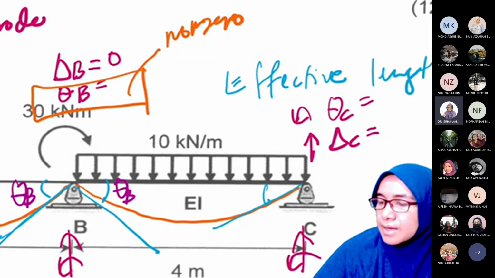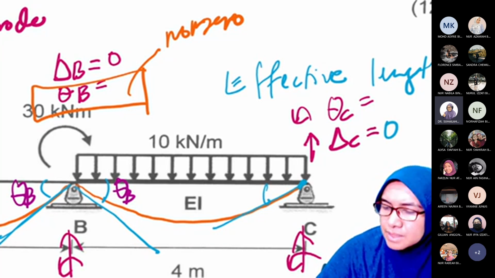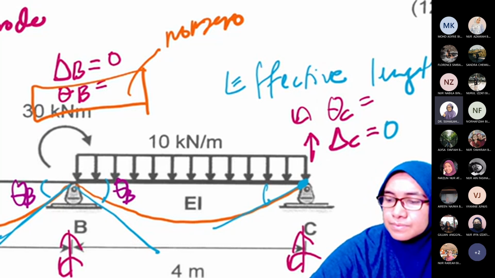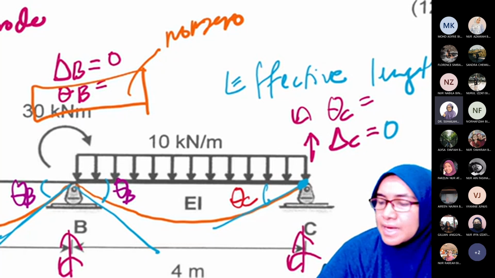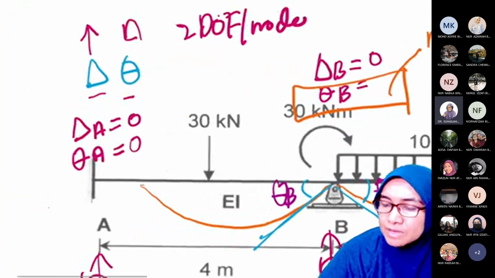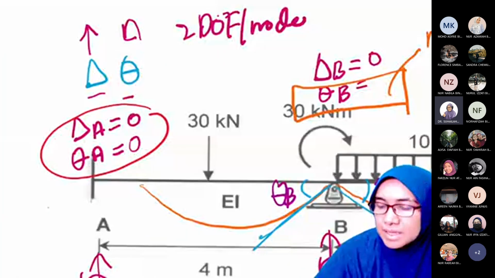Deflection. Deflection at C is 0 sebab dia patah balik kat 0 tu kan. So yang tangent line tu represent? The tangent line represent theta at C. Okay. Bila theta ni 0, pada fixed support, that's why bila kita draw ni, kita tak draw dia daripada hujung, sebab dia 0 kat sini. Theta 0. So at fixed theta 0, delta pun 0 at fixed.